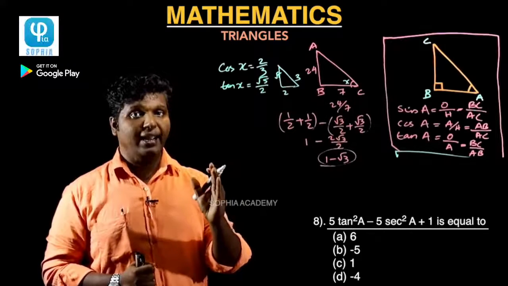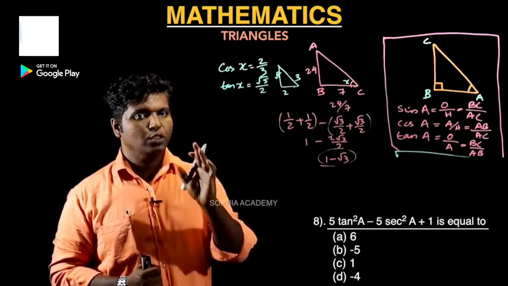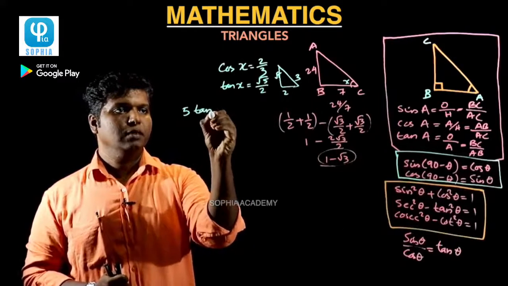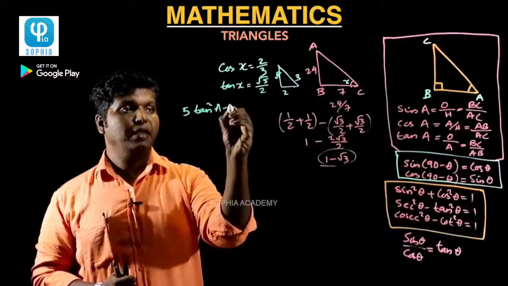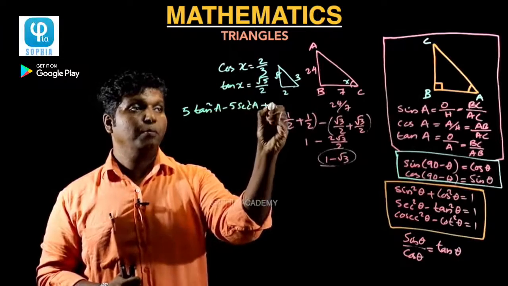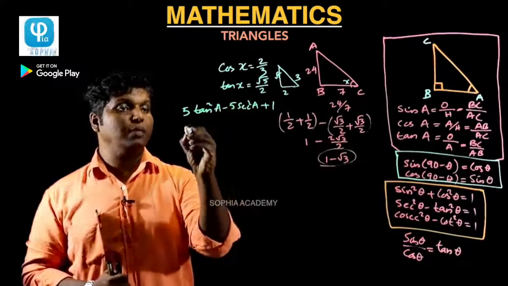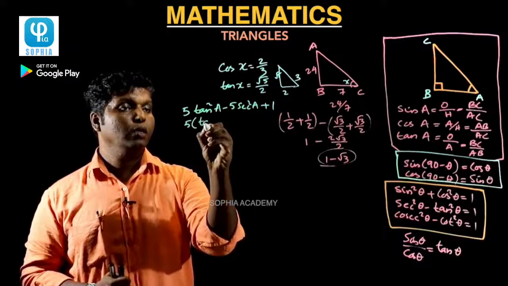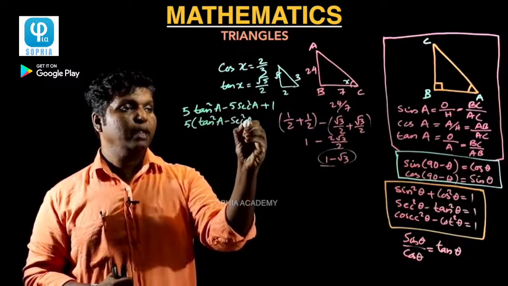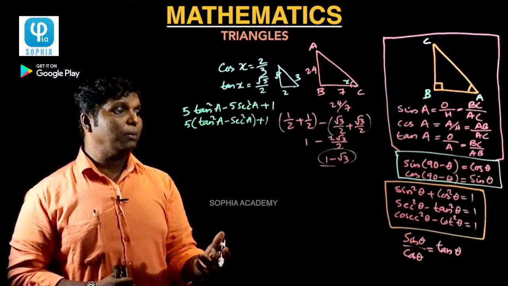5 tan square A minus 5 sec square A plus 1 is equal to. So let me write that one. 5 tan square A minus 5 sec square A plus 1. From the first two terms, 5 is common. Let me take the 5 as common. So it will become tan square A minus sec square A plus 1. Tan square A minus sec square A.